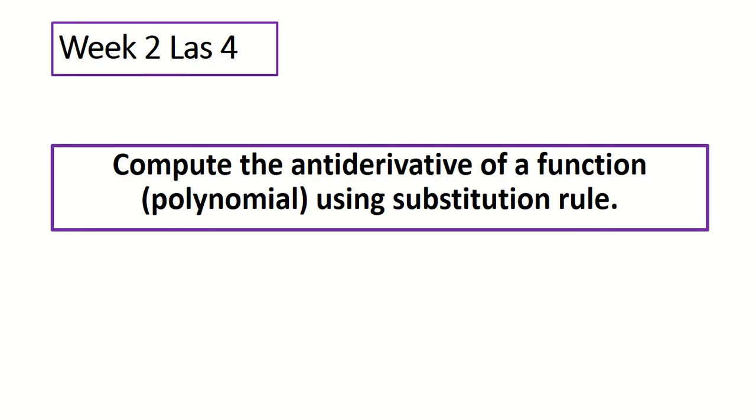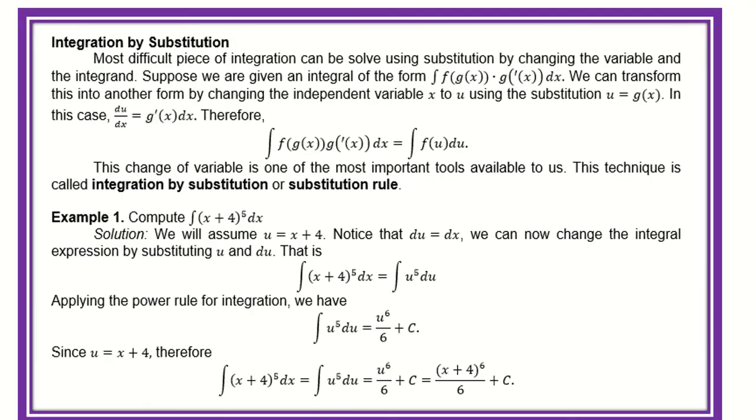Okay. Last, for the antiderivative by substitution. Example: x to the 4th plus 5. We let u equals x plus 4, then du equals dx. So that means u to the 5th du, so that is u to the 6th over 6 plus c. Okay. And then you have this. Yes?